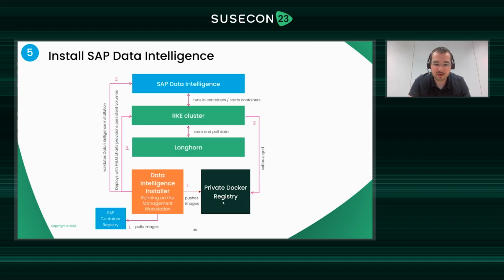And what will happen then is the following. Your Data Intelligence installer, which is the SLC Bridge, will pull images from the SAP container registry and push them to your private Docker registry. That's why you need one. In the next step, the SLC Bridge will deploy the SAP Data Intelligence components to the RKE2 cluster, and this one will pull the images again from your private Docker registry. As well, the SLC Bridge or the Data Intelligence installer will provision the persistent volumes needed.